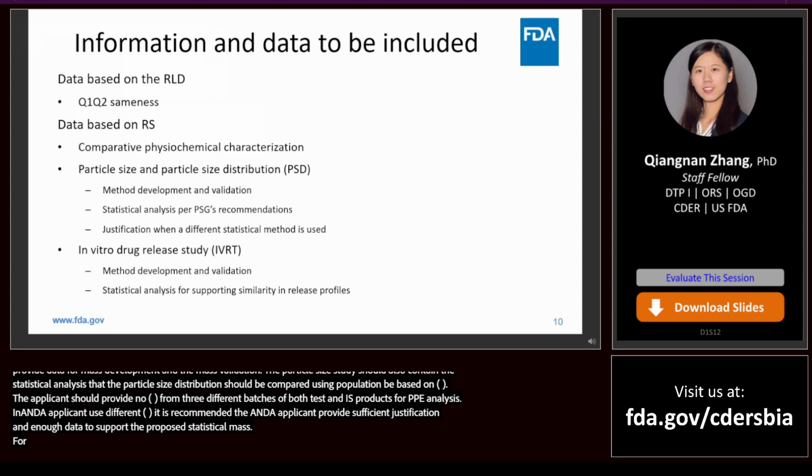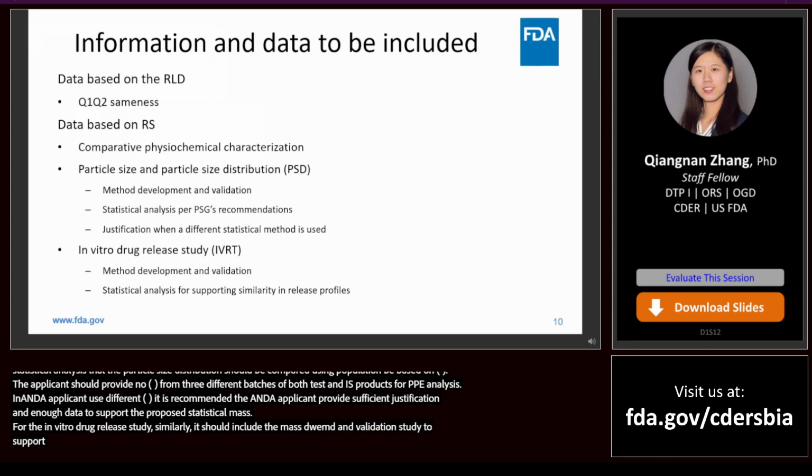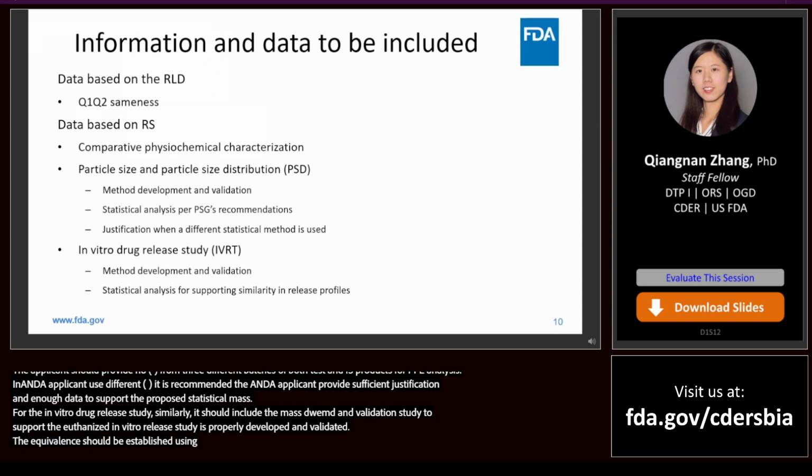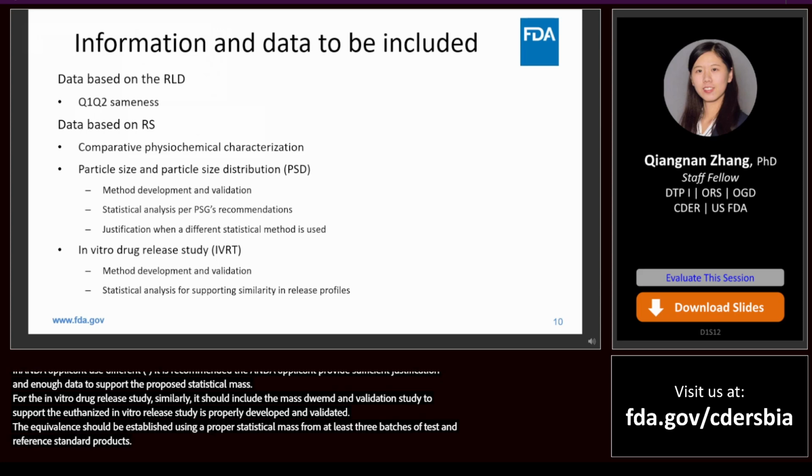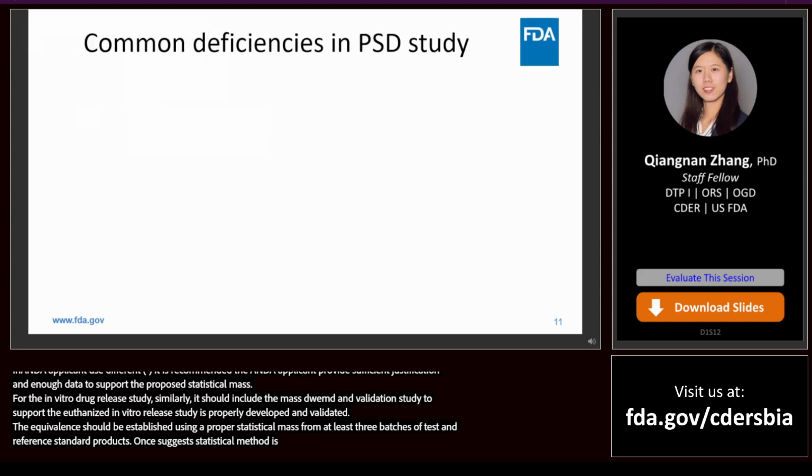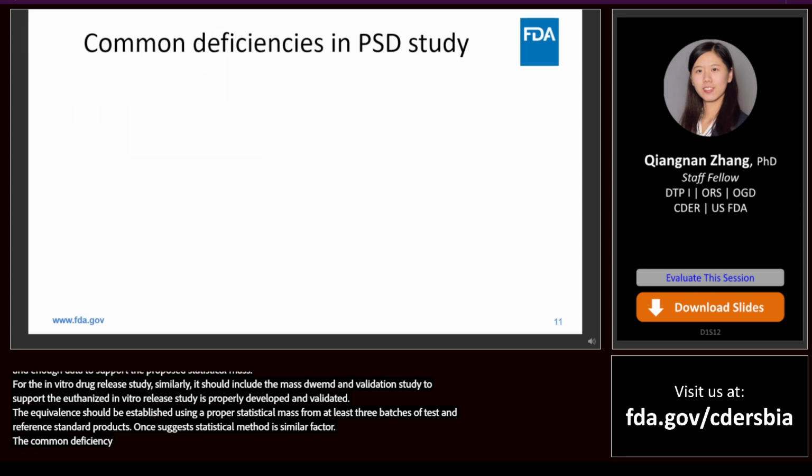For the in vitro drug release study, similarly, it should include the method development and validation study to support the utilized in vitro release study is properly developed and validated. The equivalence should be established using a proper statistical method from at least 3 batches of test and reference standard products. One suggested statistical method is model-independent similarity factor. The common deficiency in PSD study is that there is no method development and/or validation report.